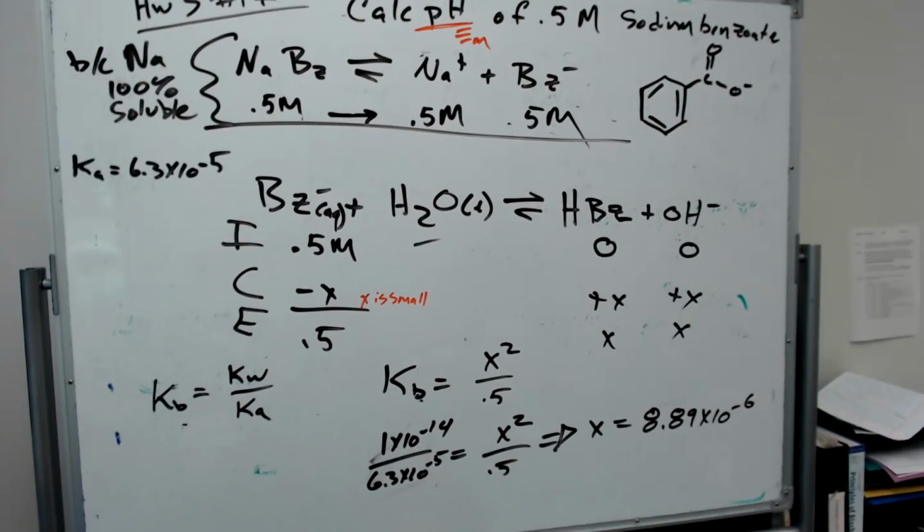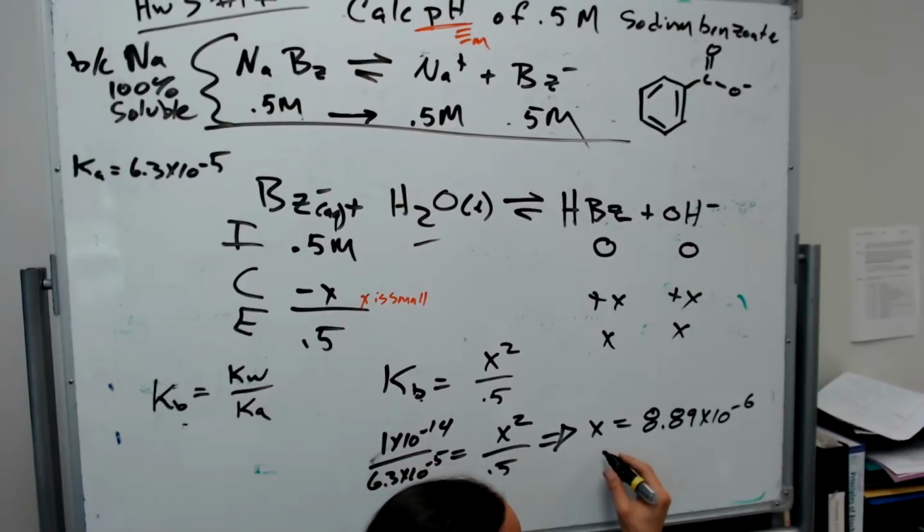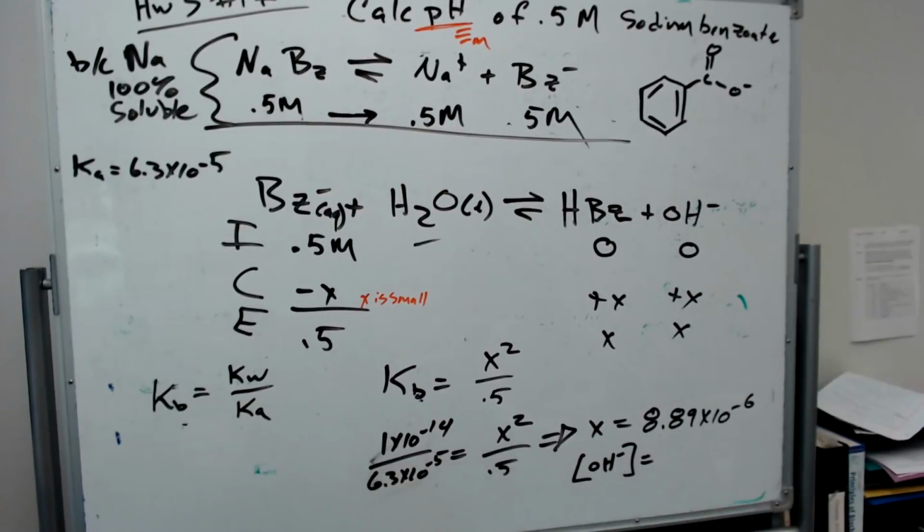What is X? X is the concentration of benzoic acid and OH minus. It is the concentration of the benzoic acid at equilibrium, but more importantly, for calculating pH, it's our OH minus concentration at equilibrium. We can use the OH minus to find the pOH, and then we convert to pH.